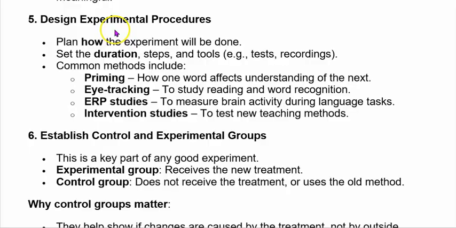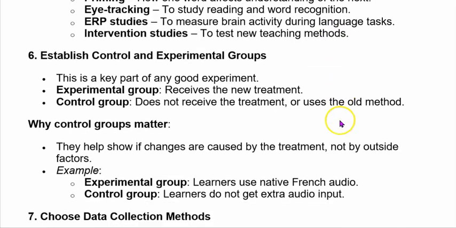5. Design experimental procedures. Plan how the experiment will be done. Set the duration, steps and tools, tests, recordings. Common methods include priming, how one word affects understanding of the next. Eye tracking, to study reading and word recognition. ERP studies, to measure brain activity during language tasks. Intervention studies, to test new teaching methods.